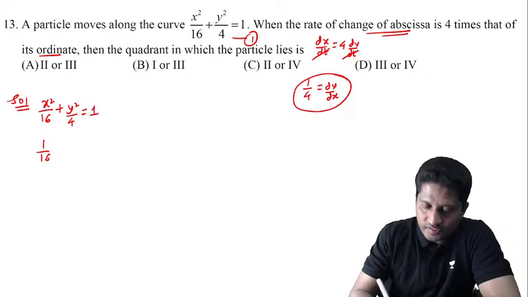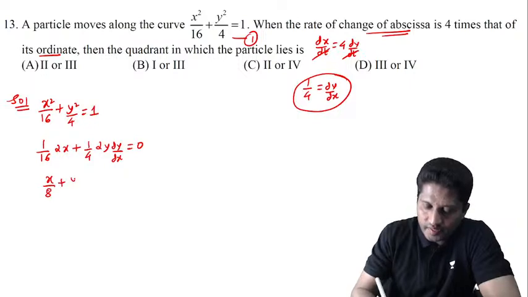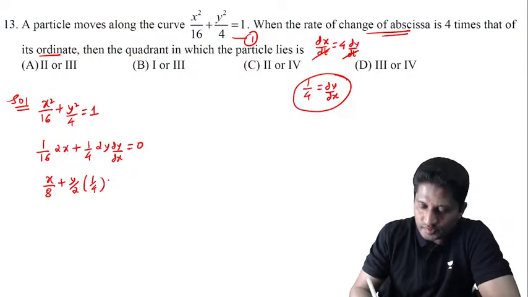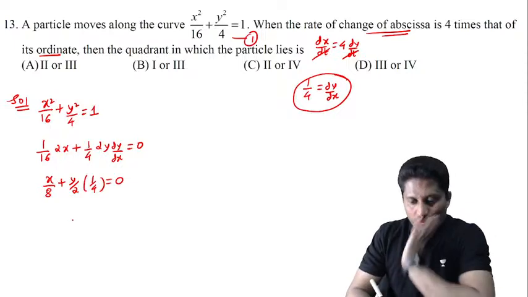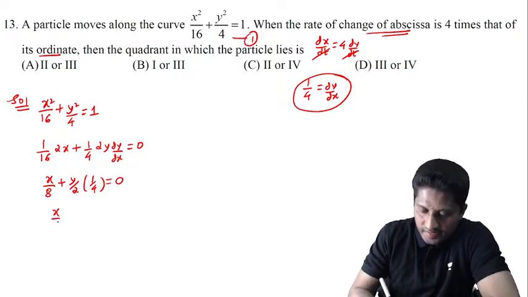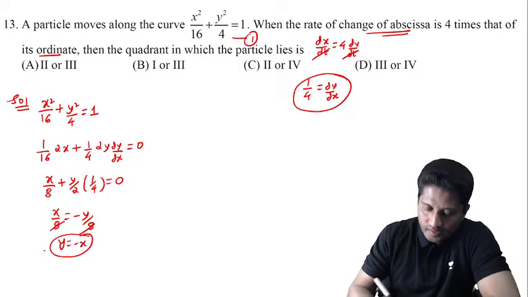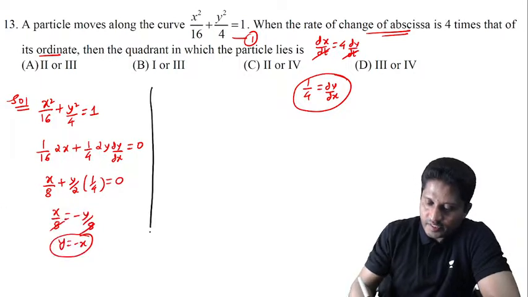One by 16 differentiation of x square is 2x, plus 1 by 4 differentiation of y square is 2y into dy by dx. Differentiation of 1 is 0. So x by 8 plus y by 2 dy by dx minus 1 by 4 is equal to 0. From this I can write x by 8 is equal to minus y by 8. This will cancel, you get y is equal to minus x.